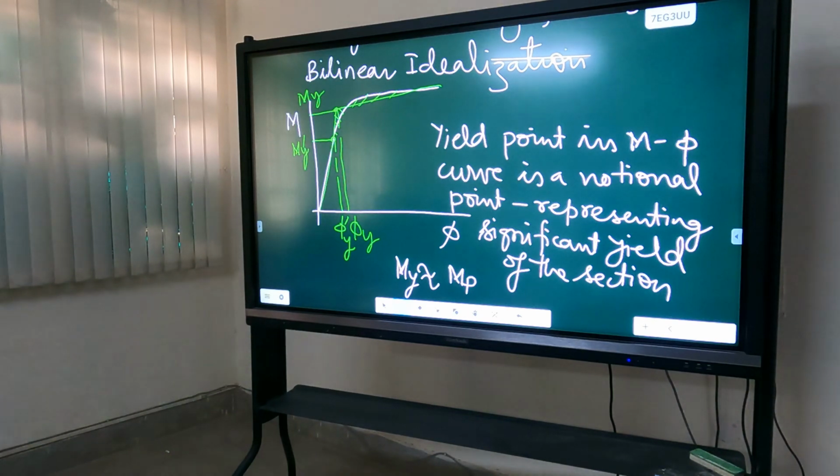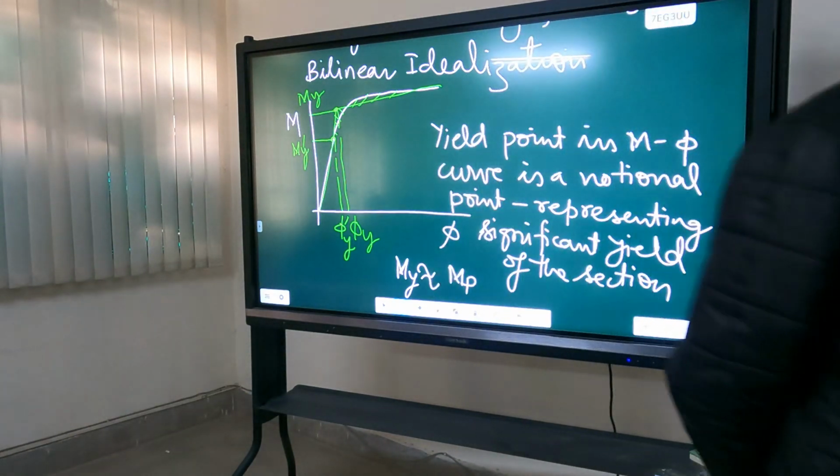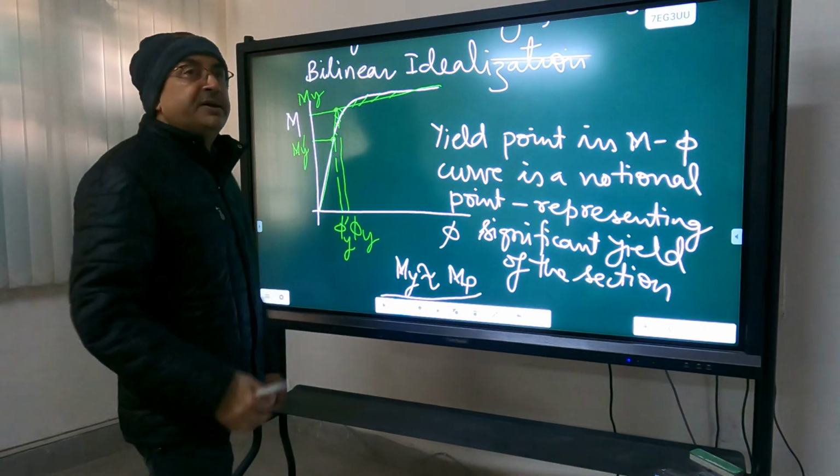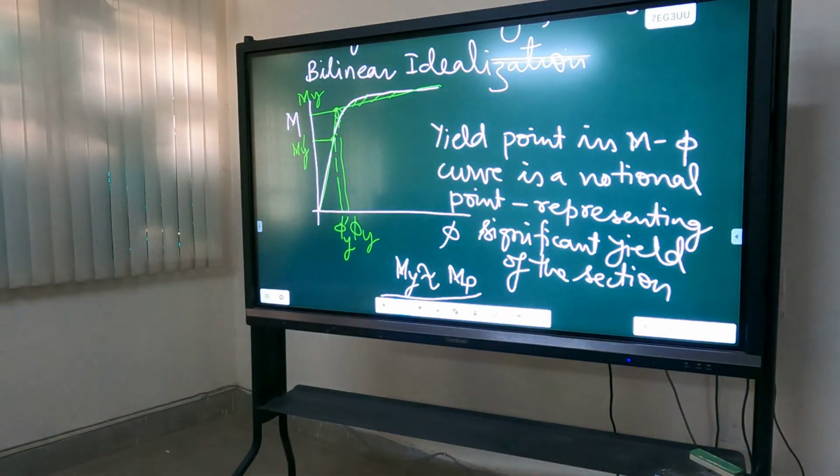So if I am interested in obtaining this equivalent bilinear curve, how will you obtain it? Three points. Which three points? M_y dash, M_y and M_u. But how to obtain M_y? That is the problem, no? That is why I have given this. You assume M_y is equal to M_p, in case of steel, not in case of concrete. So in case of steel, you can assume M_y close to M_p, equal to M_p, let us say.